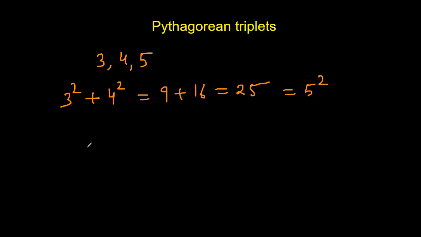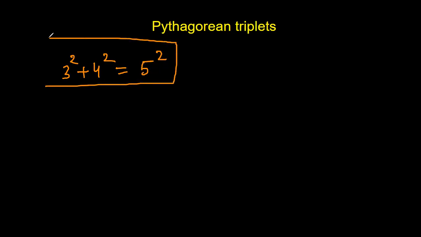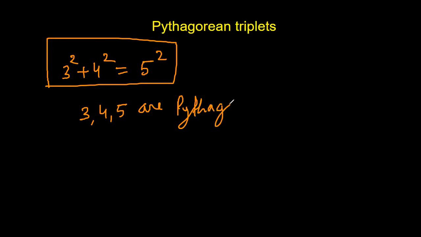So what can we say? We can say 3 square plus 4 square is equal to 5 square. And this is what makes these three numbers, 3, 4, and 5, Pythagorean triplets.